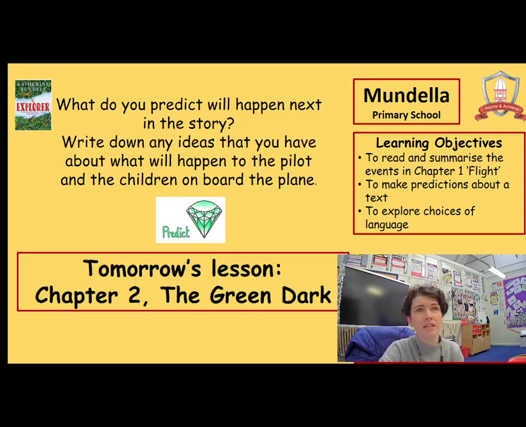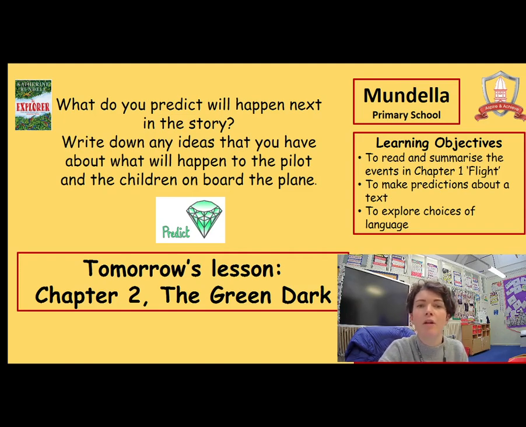Okay, your last activity now, before the end of the session. I'd like you to predict what you think will happen next in the story. So as the chapter ended, the plane was losing its altitude. What do you think is going to happen next? Write down any ideas that you have about what will happen to the pilot and the children on board the plane. Because of course the pilot's very, very poorly. What's going to happen next? I'd like you to write down your ideas and have them ready for tomorrow's session.